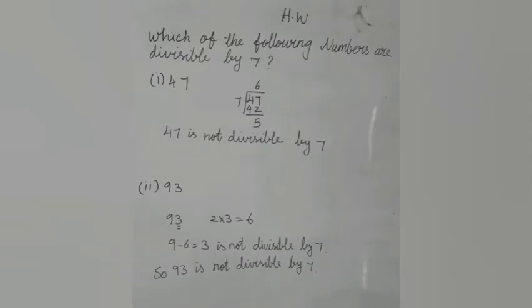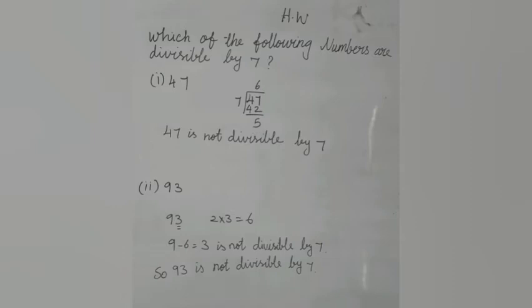Question: Which of the following numbers are divisible by 7? First, 47. Here 47 divided by 7, the remainder is 5. It didn't get 0, isn't it? So this 47 is not divisible by 7. Okay. Then the second one is 93.